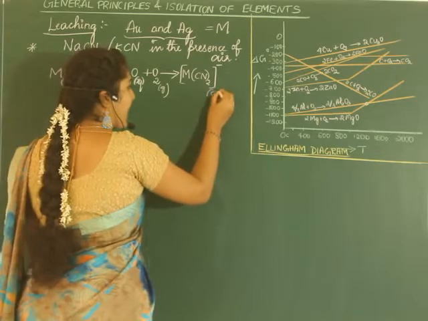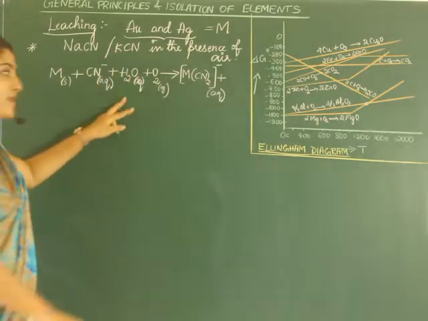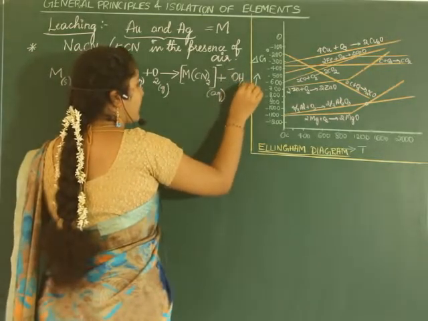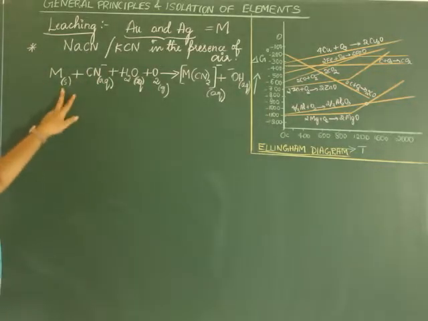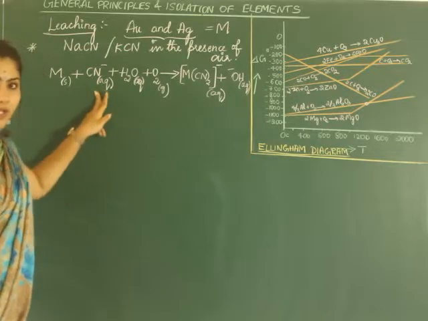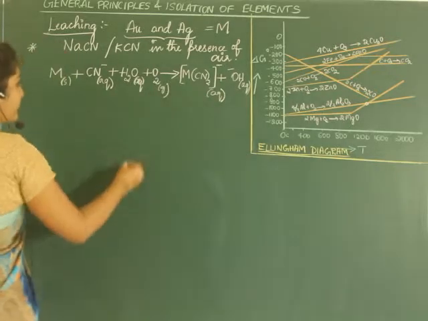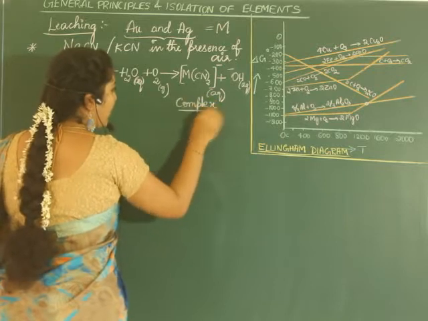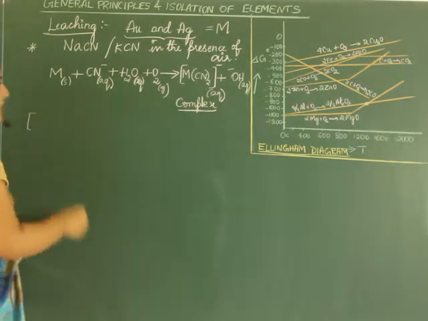Now it is an aqueous solution form, and the byproduct here is OH minus. Water is present, so OH minus will be present in the solution. Basic ions will be present in the solution. This is the first step, where we have taken the metal ore and it is dissolved in suitable solvent, sodium cyanide or potassium cyanide. In the presence of air, we get a complex formed here, metal complex.